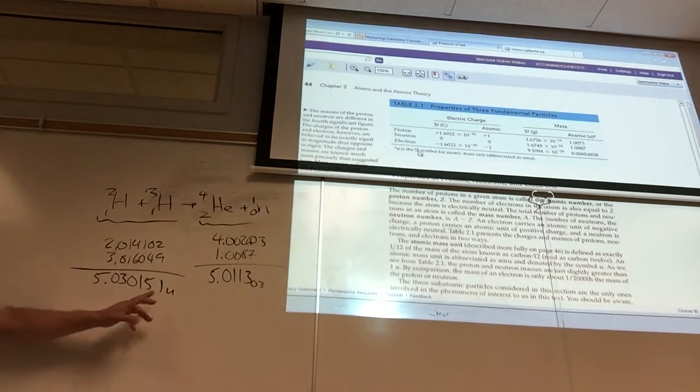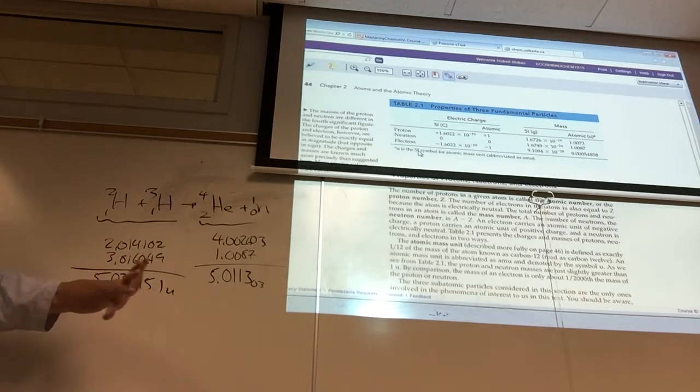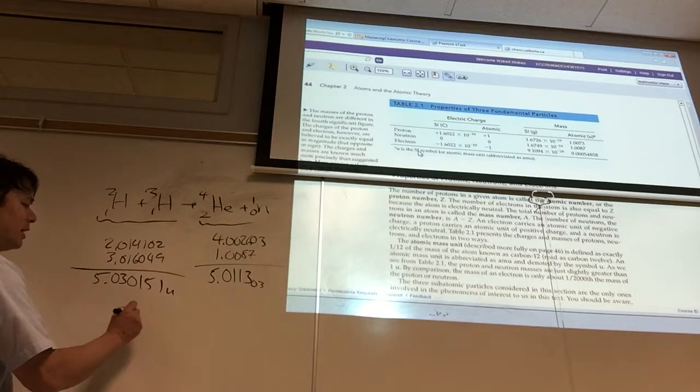So take a look at what happened to the mass. The total mass at the start is more than the total mass at the end. And so there's a change in mass, which means that energy changes. And if we lose mass, that's going to be exothermic. Energy is going to be released, right? And so let's go ahead and figure out delta M for this.